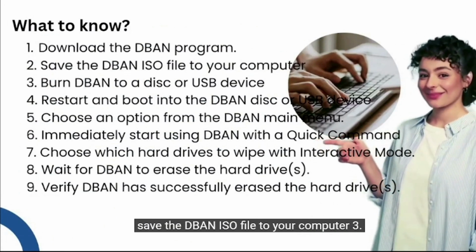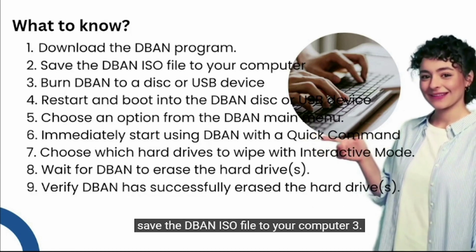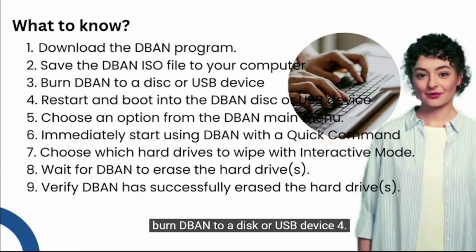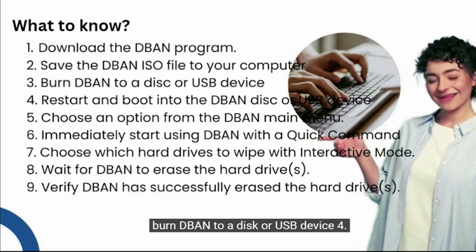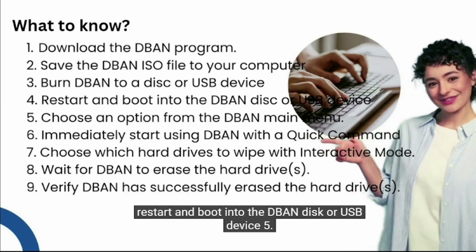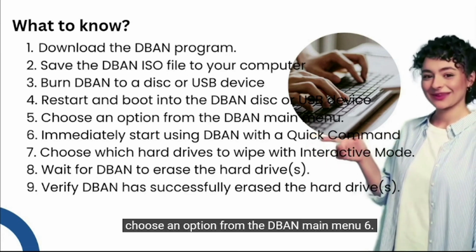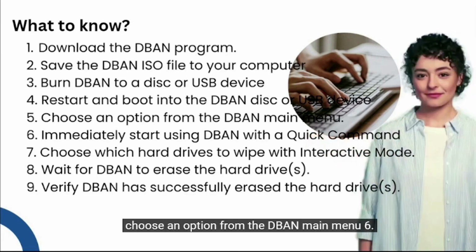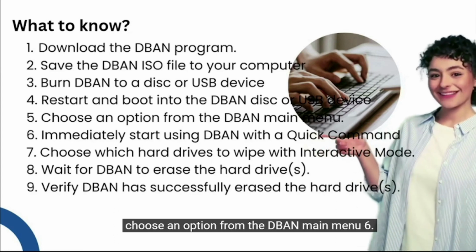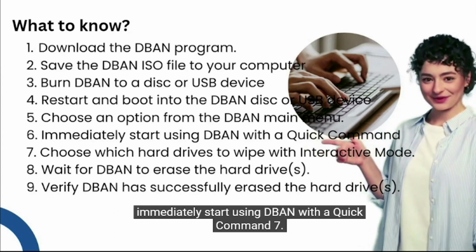2. Save the DBAN ISO file to your computer. 3. Burn DBAN to a disk or USB device. 4. Restart and boot into the DBAN disk or USB device. 5. Choose an option from the DBAN main menu. 6. Immediately start using DBAN with a quick command.